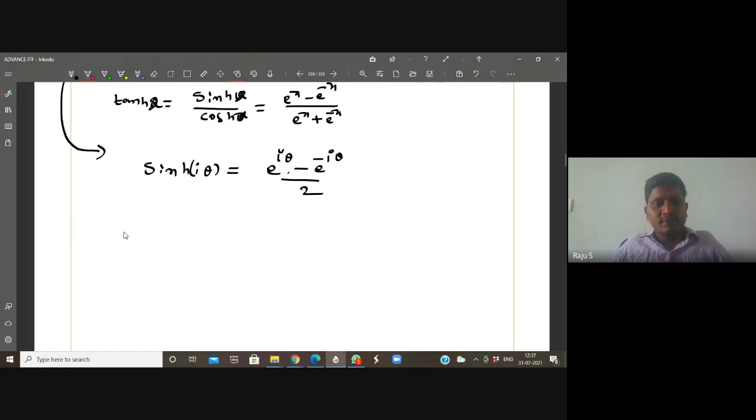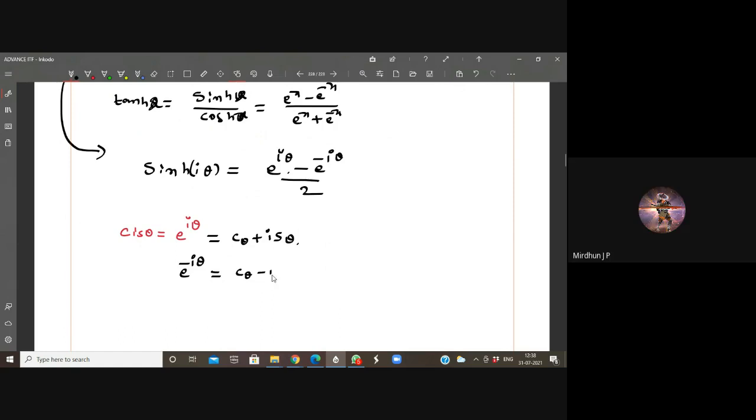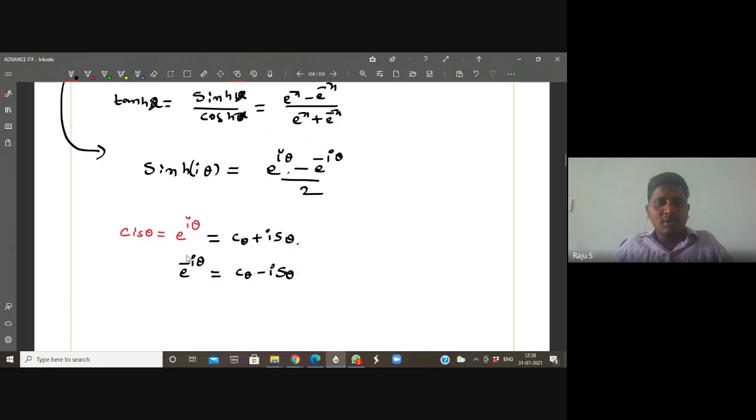See, cis θ can also be written as e^(iθ). I told you in yesterday's class, e^(iθ) is equal to cis θ. Cis θ is nothing but cos θ plus i sin θ. Then what is e^(−iθ)? Replace i by −i, and we get cos θ minus i sin θ. Both are conjugates.